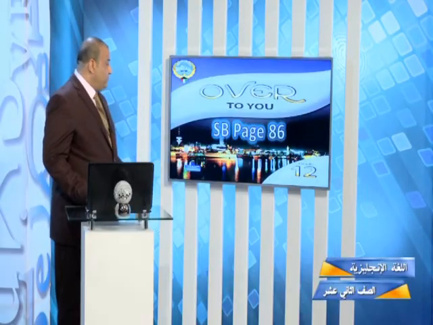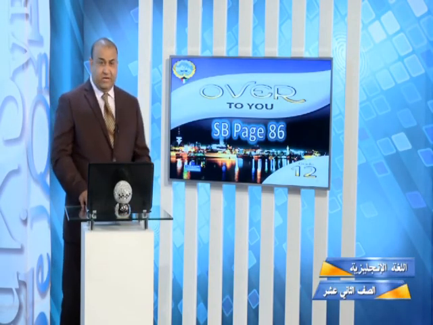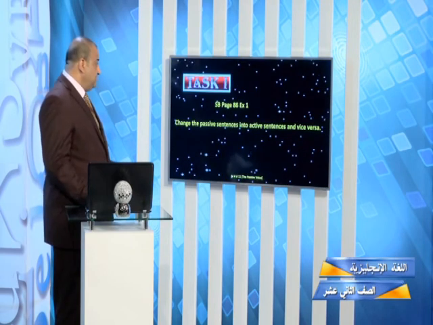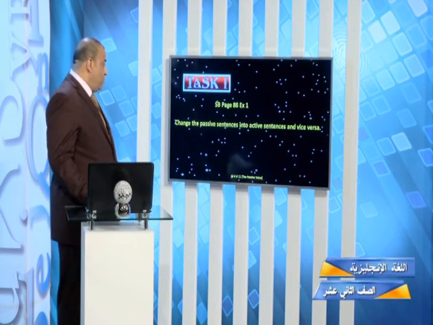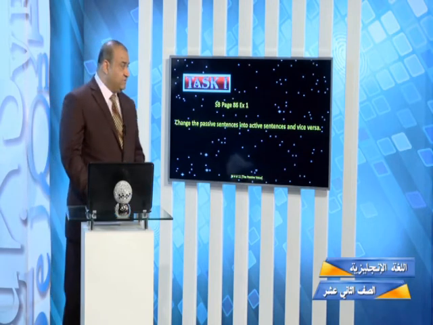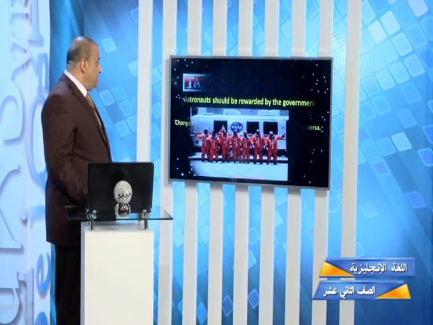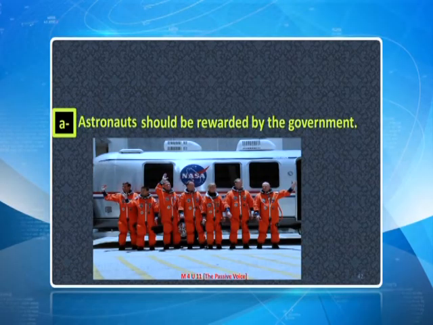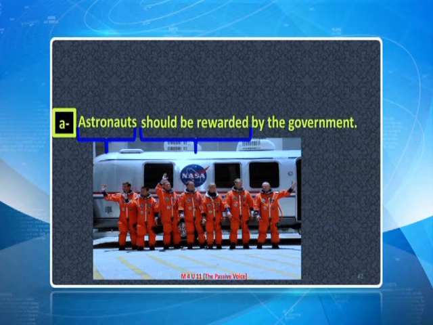Now let's move to your student's book, page 86, in which you have the following exercise. So task 1, exercise number 1, change the passive sentences into active sentences and vice versa. Astronauts should be rewarded by the government. Here we notice that astronauts is the first part of the sentence, followed by should be rewarded, which is a modal, followed by be, and the past participle of the word reward. So we are here in front of a passive sentence, and by will make things clear for you.